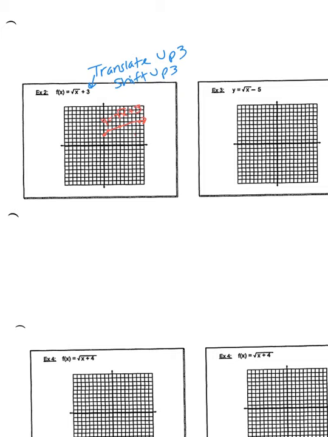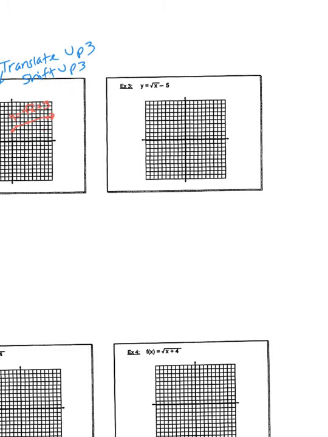Okay, and then in example 3, same idea. This time you're shifting down 5. That says down 5. So you're going to go down 1, 2, 3, 4, 5. And then from that point, over 1, up 1. Over 4, up 2. 1, 2, 3, 4, 1, 2. Over 9, up 3. 5, 6, 7, 8, 9, 1, 2, 3. Again, because the square root of 4 is 2. The square root of 9 is 3.